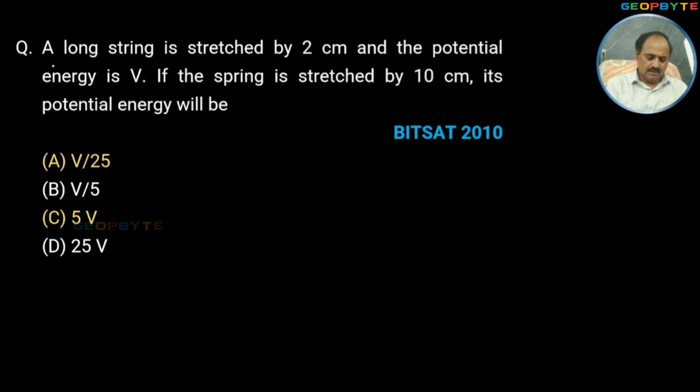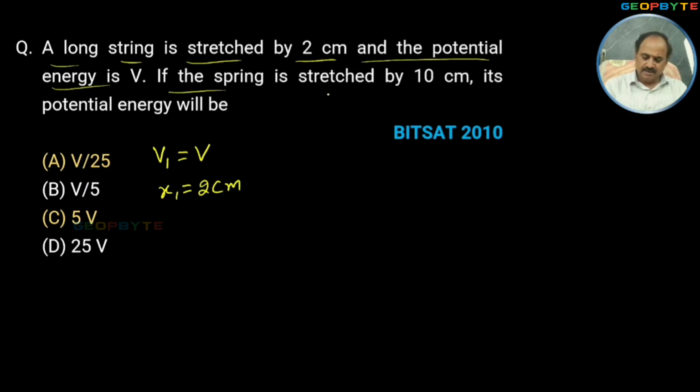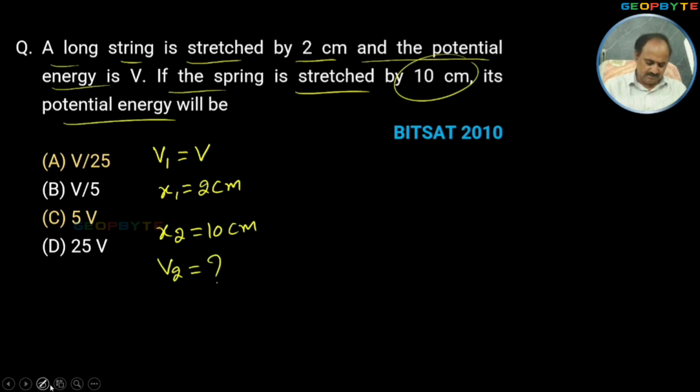Similarly, let us take another important problem. A spring is stretched by 2 centimeters and the potential energy is V. That means V1 equals V at x1 equal to 2 centimeters. If the spring is stretched by 10 centimeters, x2 equal to 10 centimeters, then what is the potential energy V2? That's the question. Very simple.